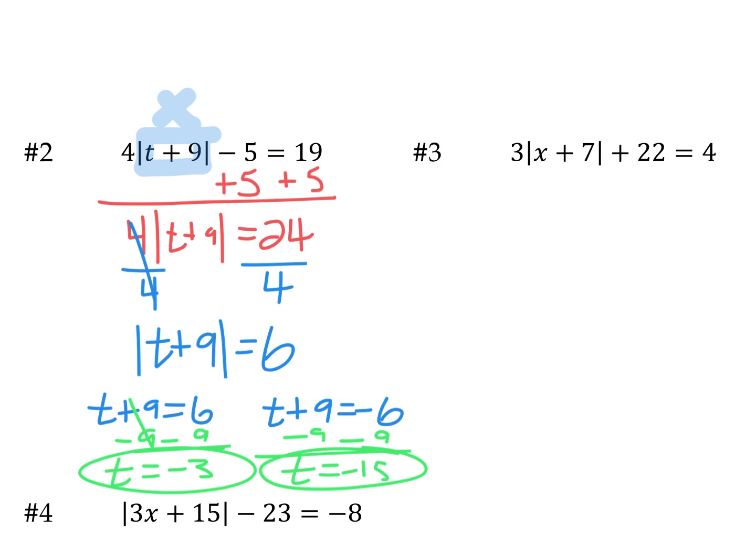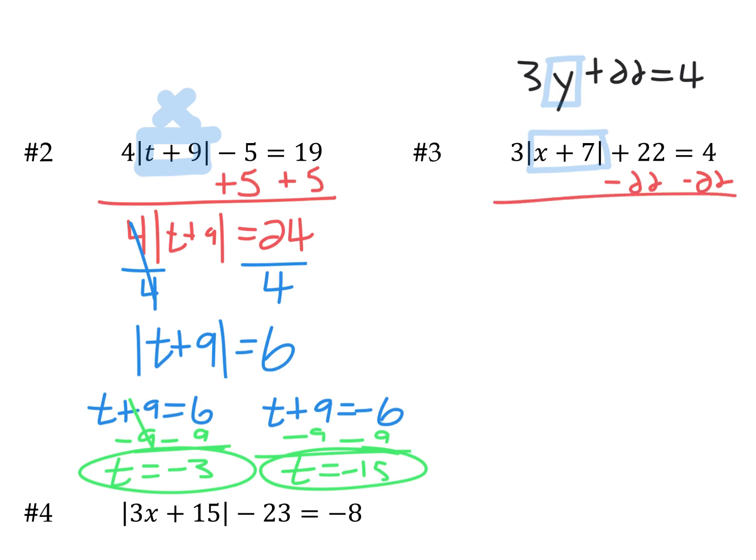So you can get the absolute value expression by itself. Again, if we look at this next one, if we wrote this like 3, and I'll use y so we don't think it's something like the x there, plus 22 equals 4, right? We would be saying, okay, how do I go about getting that absolute value expression by itself, the same as I would getting the y by itself? So to get the y by itself, I'd subtract 22 and divide by 3. I'm going to do the same thing with the absolute value part. I'm going to subtract 22, and I'll have 3 absolute value x plus 7 equals negative 18.